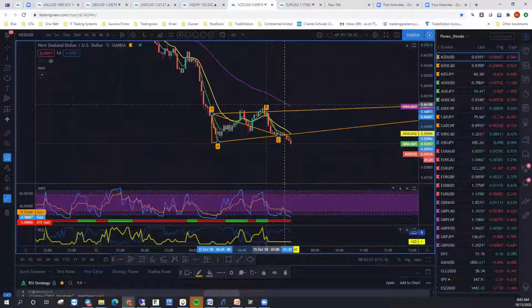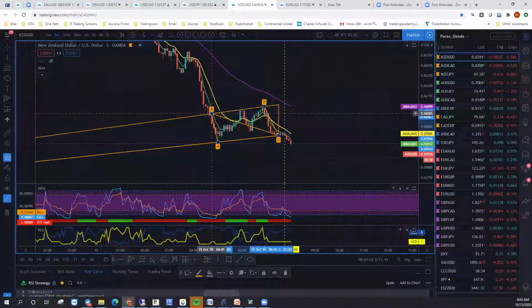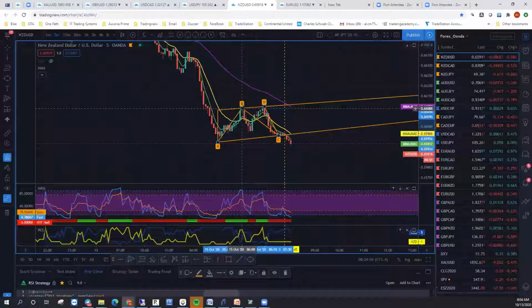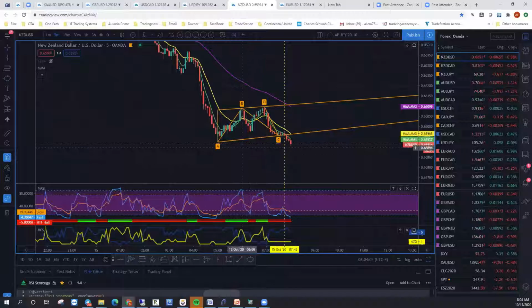You're already taking a look at the Kiwi, right? Well, we just got that alert. There we go. Let's take it this way. So right now it's looking like it wants to break out.